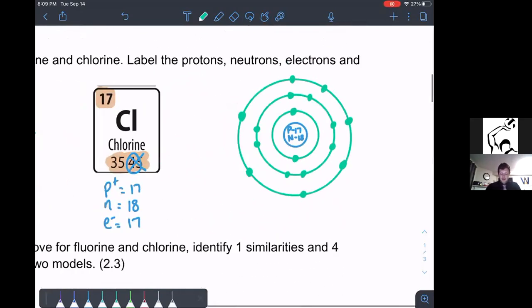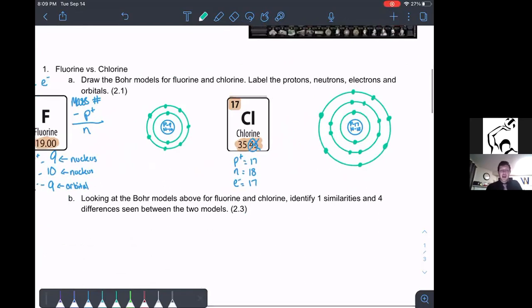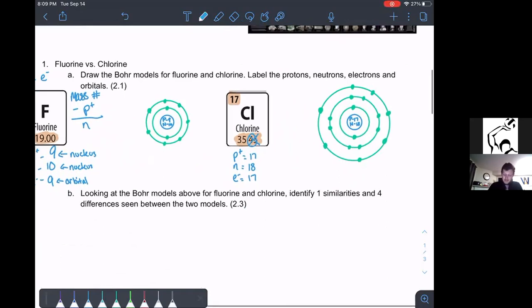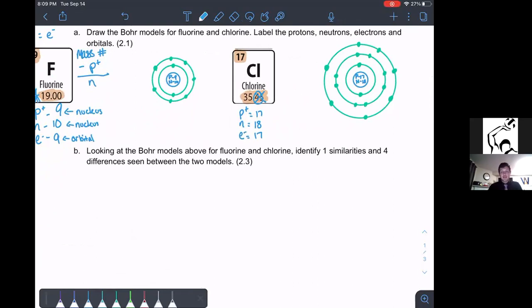All right, so now that we have both of those lovely drawings, we're actually going to compare them to each other. So we want to compare the Bohr models to one another. We have to find at least one similarity and 4 differences. If we're looking for our similarities, one that we could always talk about for these two is because they're in the same group, that same column, and we count, we have 1, 2, 3, 4, 5, 6, 7 valence electrons here. And 1, 2, 3, 4, 5, 6, 7 valence electrons here.